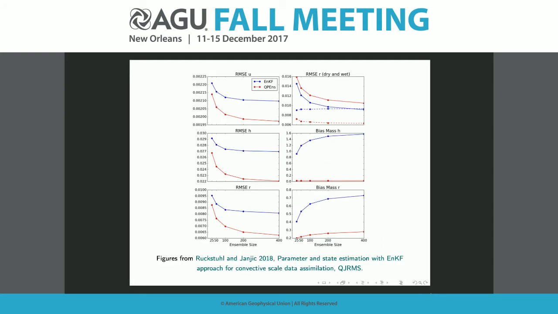Okay, so we can look at this similarly, just in terms of the number of ensemble members. What is interesting here is that even if we increase the number of ensemble members, we still have a bias in the mass. And after a certain threshold, the RMSE of the ensemble Kalman filter is not reducing significantly.